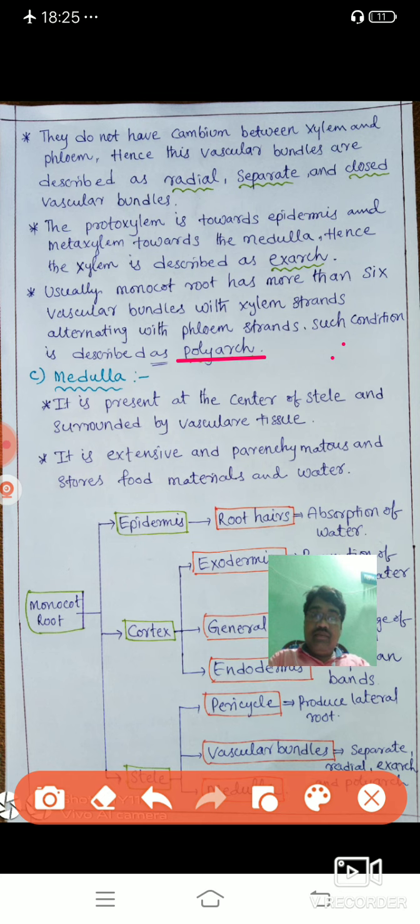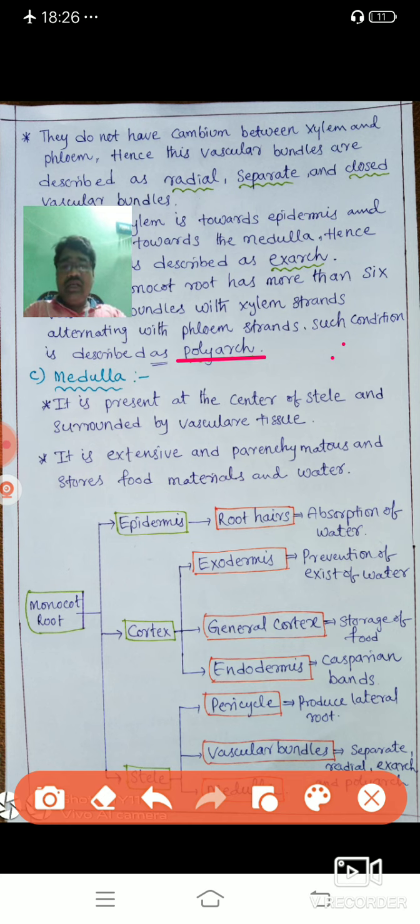So that is the central region of the monocot root, the vascular bundles. Next, the central portion of the monocot root is occupied by the medulla. The medulla is present at the center of the stele, surrounded by the vascular tissue. It is an extensive parenchymatous tissue and stores food materials and water. Okay, so this is the medulla, occupying the central place of the monocot root. It is made up of parenchymatous tissue.